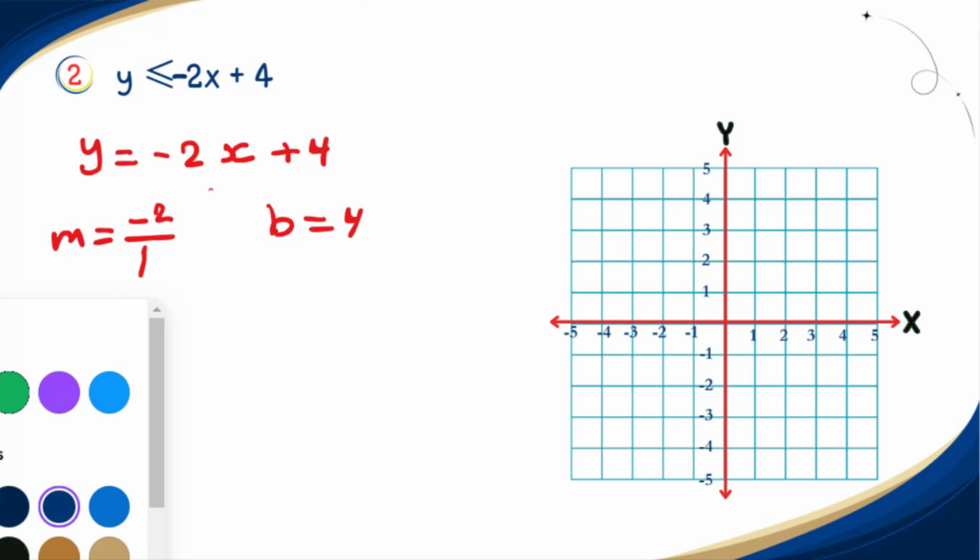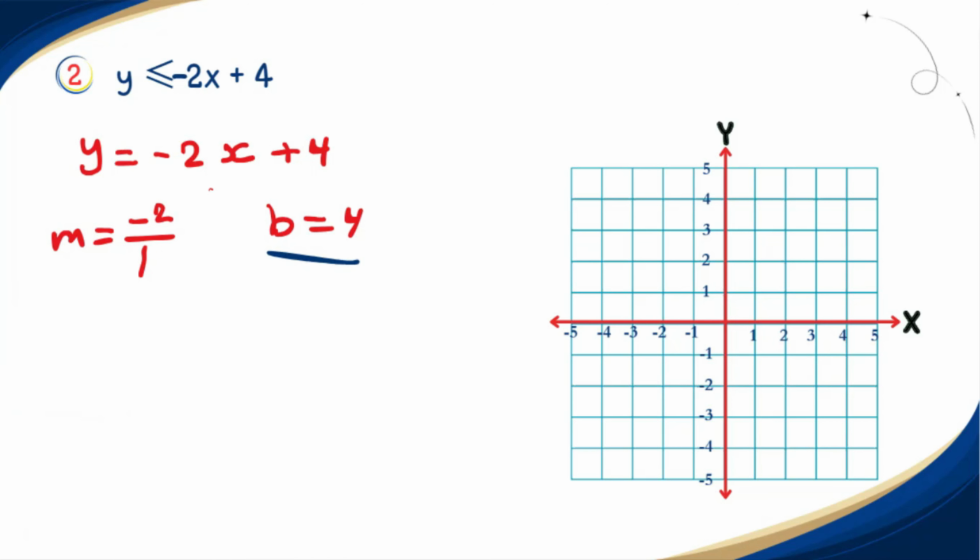When we start to plot the dot, we start with the y-intercept. The y-intercept here will be 4. Where is y equals 4? Here. This is your start point. Now you should rise negative 2 and run 1. Rise negative 2 means go up or down? It means go down 2 steps.